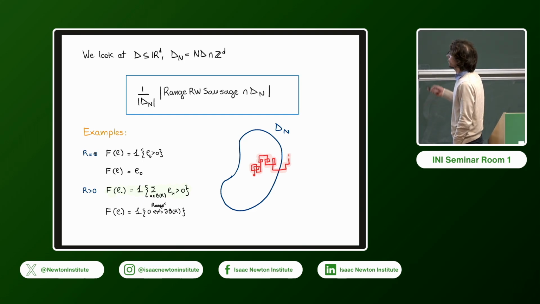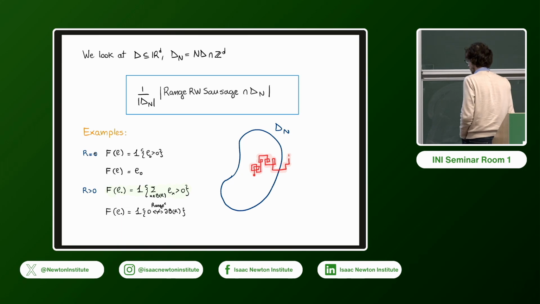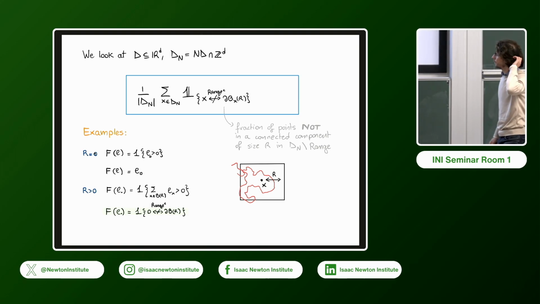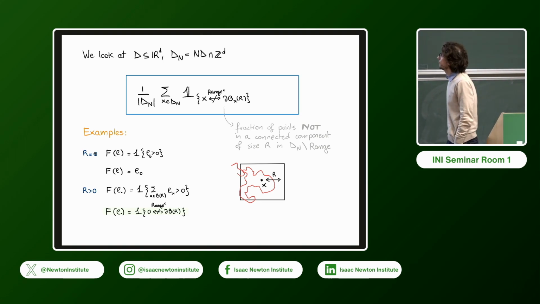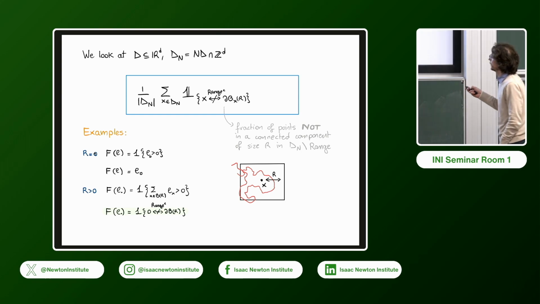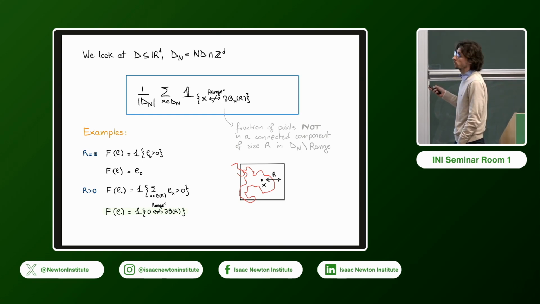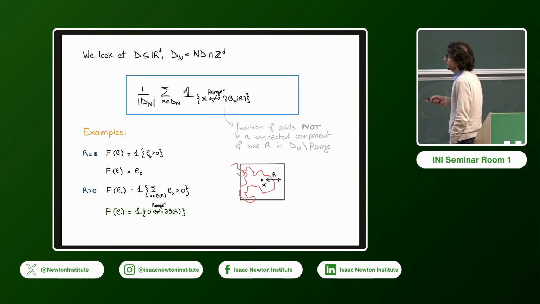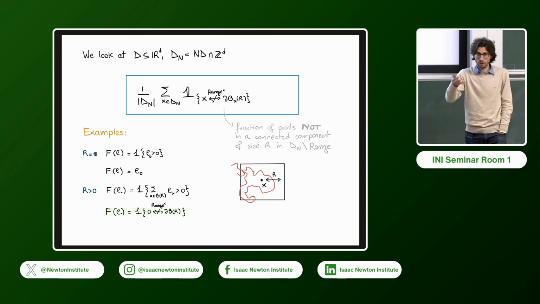One could be the random walk sausage, so the number of points covered by the random walk sausage of size R inside of D_n. And one a bit more interesting in terms of percolation is the following. We look at the number of points that are not in a connected component of size R in D_n without the range of the random walk. Eventually you want to take R to infinity, and so this gives you the number of points that are disconnected by the simple random walk from infinity. So these are the kind of functions we are interested in, but of course the setup is pretty general and we can treat many functions.